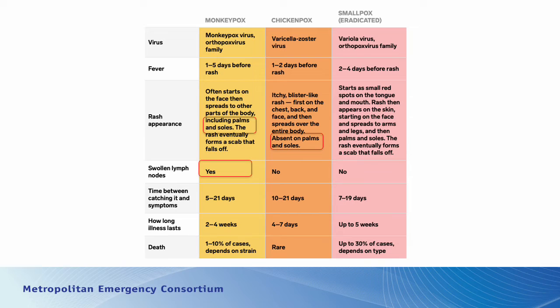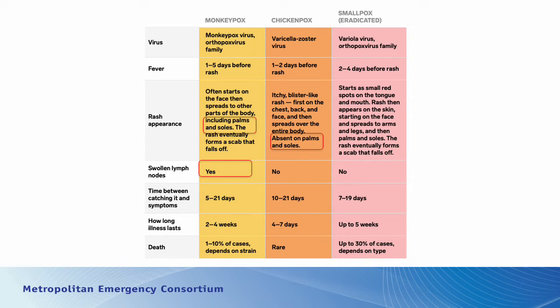If you look at this, the fever and symptoms for monkeypox start 1 to 5 days before the rash, chickenpox 1 to 2 days before the rash. I say that's close enough. They're fairly similar. If you look at the rash location, monkeypox typically starts on the face and then spreads to the extremities before going centrally, whereas chickenpox typically starts on the trunk and then spreads out. Again, the key discriminating point is rash on the palm, monkeypox; no rash on the palm, chickenpox. So keep that in mind.